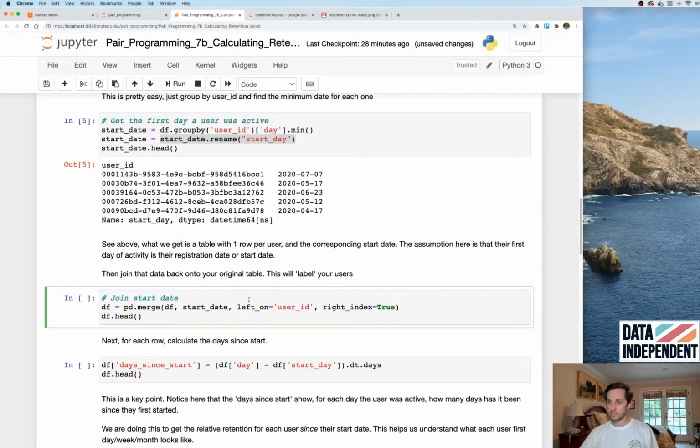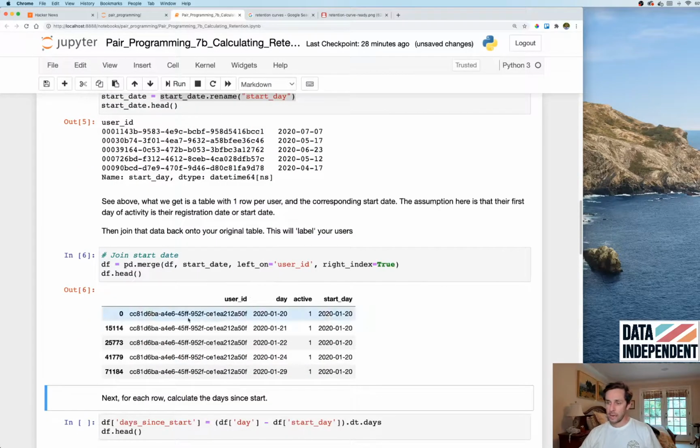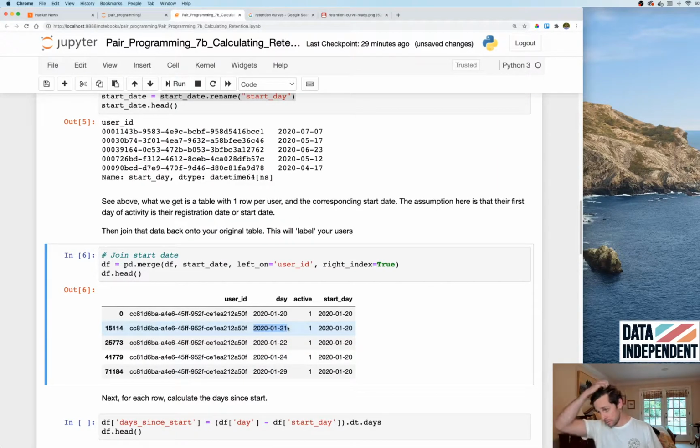And then we'll go ahead and merge this back onto our main data frame. And now all of a sudden what we have is our user, a day that they were active, and then their first start date. So it looks like this January 20th was their first start date, makes sense. But they were also active on January 21st, and we still have their start date on here as well. You'll see why this is important in a second, because we're going to cohort our users.